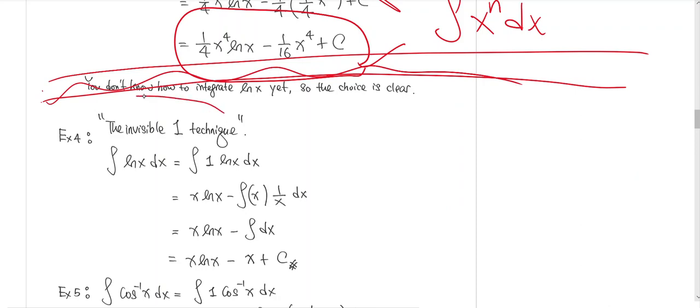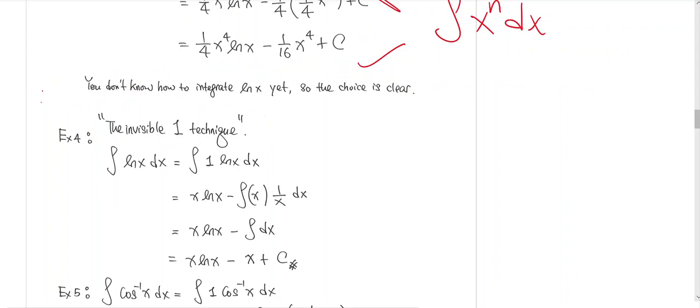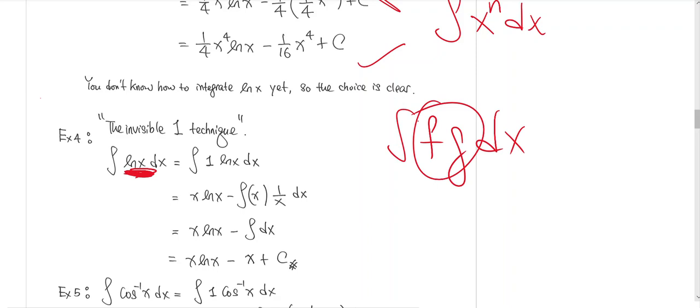This is what I call the invisible one technique, which means that the one is not there, but you put it there. The one is actually there, it's just that you don't see it, right? So for example, as I promised, now we want to look at how you actually integrate log x. Now you might say, I see only one function, I don't see another one, and you said that integration by parts is what you use for the product of two functions, but I only see one. Well, actually, you can also think of another function, which is a constant value function.